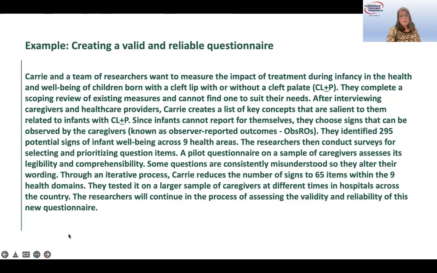We have an awesome example of a colleague, Carrie, who is developing the IQ. Carrie and a team of researchers want to measure the impacts of treatments during infancy on the health and well-being of children born with a cleft lip, with or without a cleft palate. What they are doing is very interesting. They completed a scoping review to see what measures are out there. And they are interested in observer-reported outcomes. So she created a list of key concepts that are salient to caregivers and healthcare providers, related to care of infants with cleft lip, with or without cleft palate.